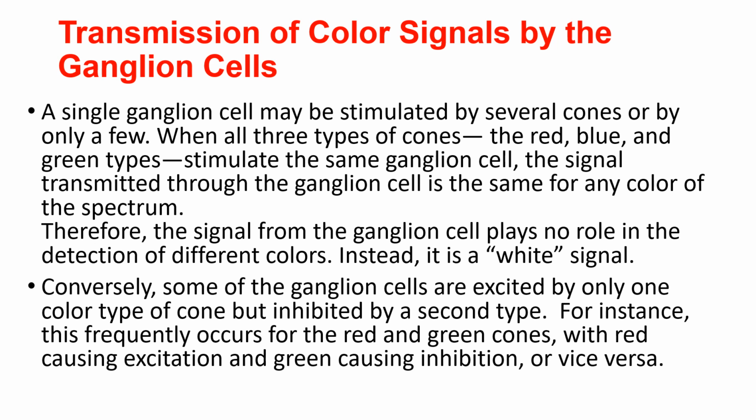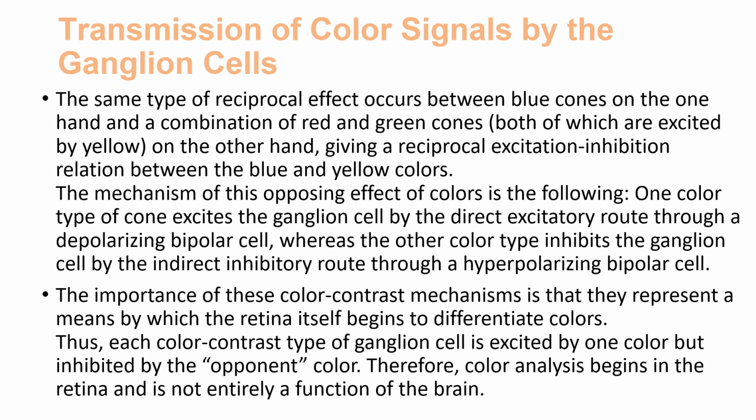Conversely, some of the ganglion cells are excited by only one color type of cone but inhibited by a second type. For instance, this frequently occurs for the red and green cones, with red causing excitation and green causing inhibition, or vice versa. The same type of reciprocal effect occurs between blue cones on the one hand and a combination of red and green cones, both of which are excited by yellow, on the other hand, giving a reciprocal excitation-inhibition relation between the blue and yellow colors. The mechanism of this opposing effect of colors is the following.